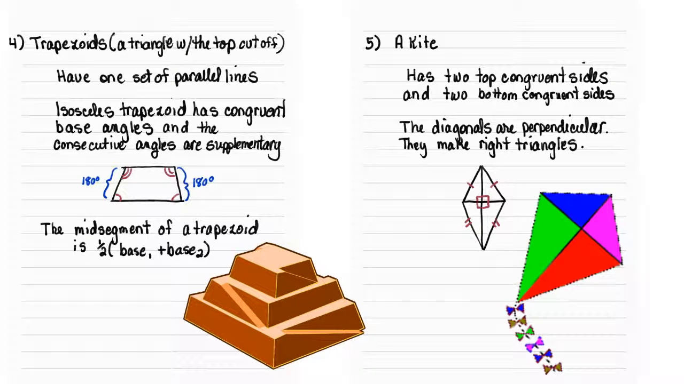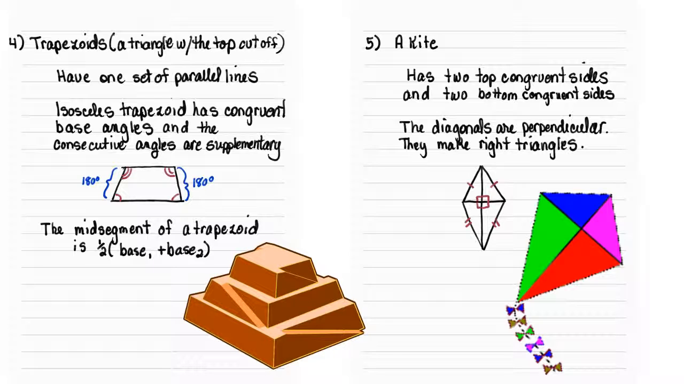Trapezoids are a triangle with the top cut off. It has just one set of parallel lines, the top line and the bottom line, known as base 1 and base 2. An isosceles trapezoid has congruent base angles, and the consecutive angles, that is ones that follow each other right next to each other, are supplementary and equal 180 degrees.